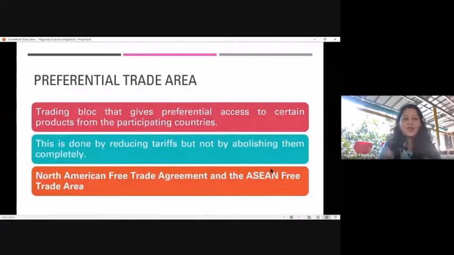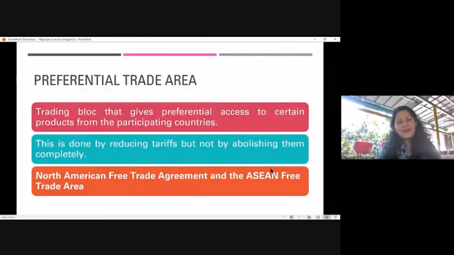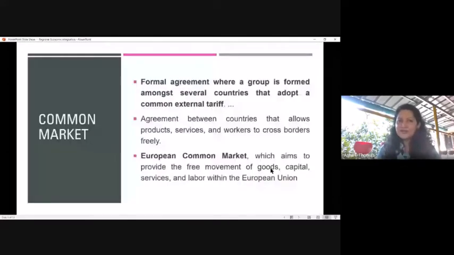Okay, now we are going one by one. This is one concept which comes under regional integration, that is the common market. I have put an example. The European Common Market is the most popular one in this category, which aims to provide free movement of goods, capital, services, and labor within the European Union. That's the largest, the prominent one, which is why I put that as an example.